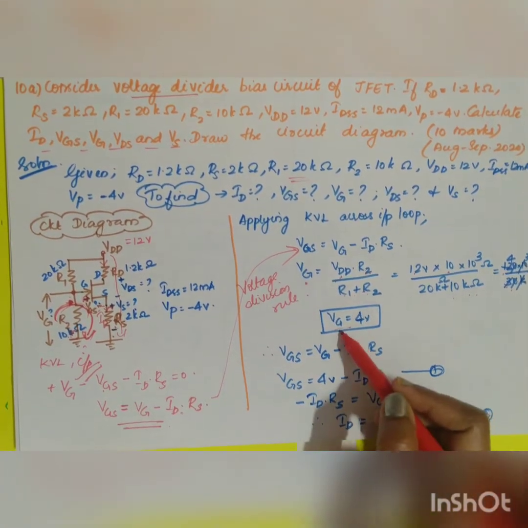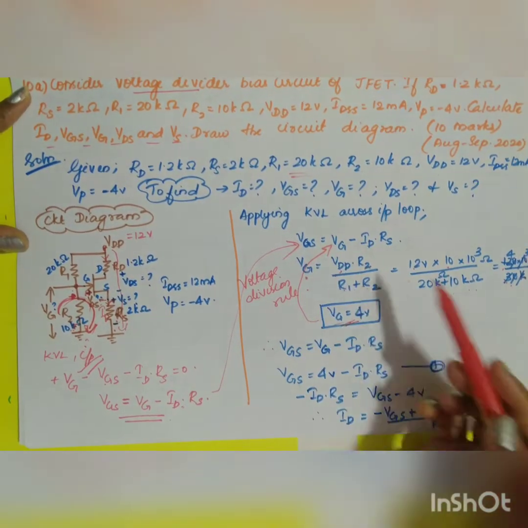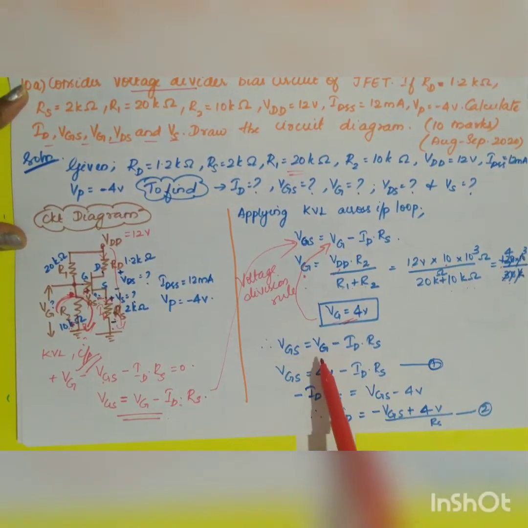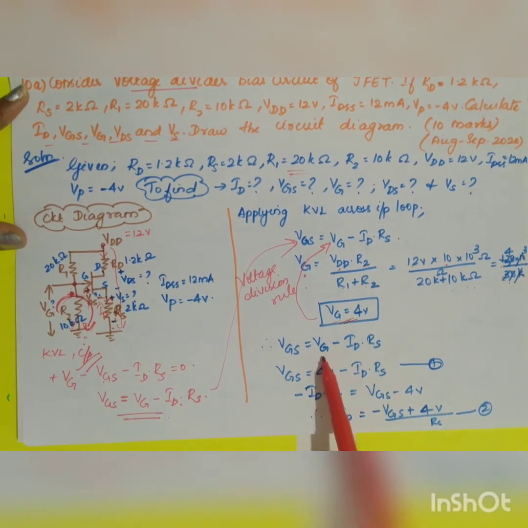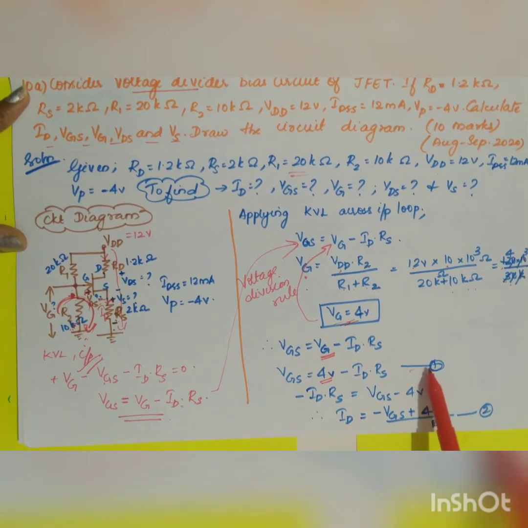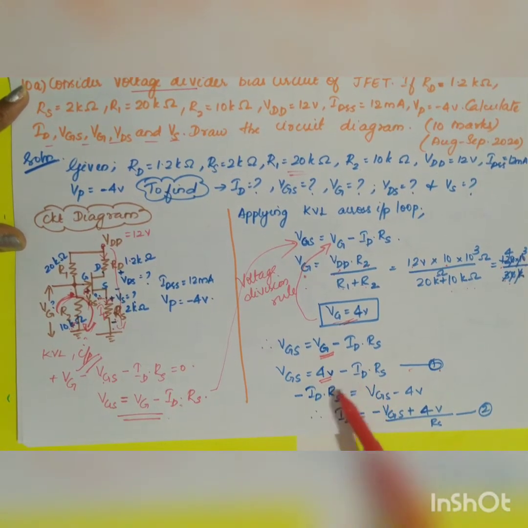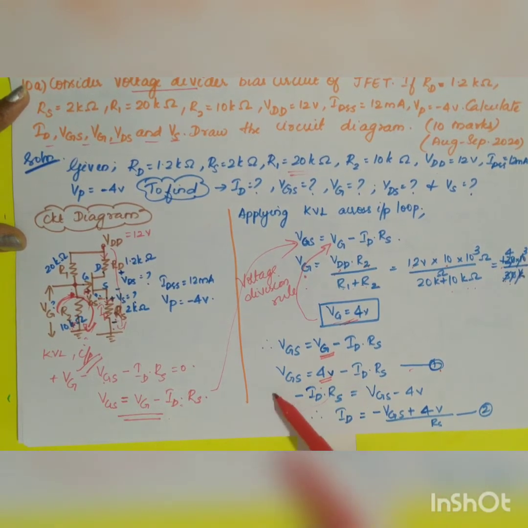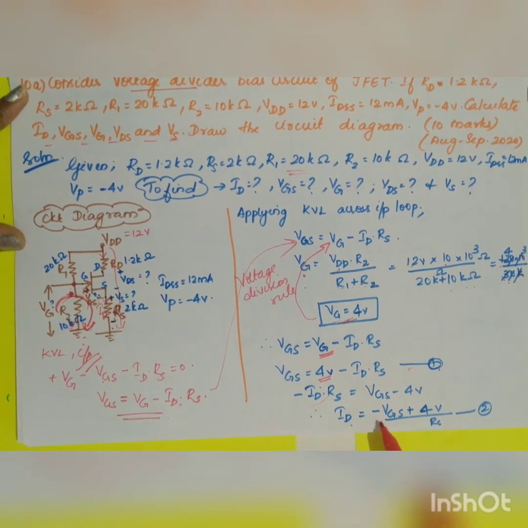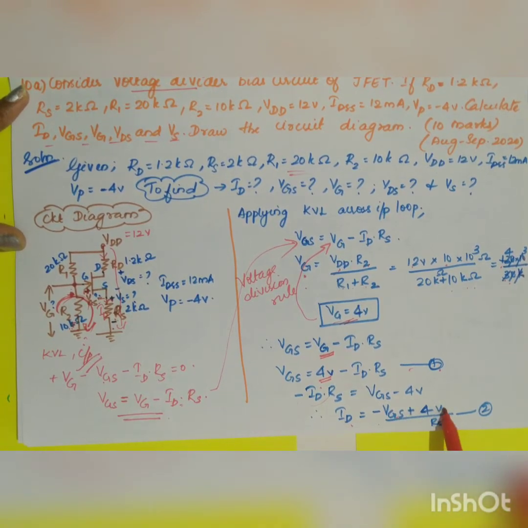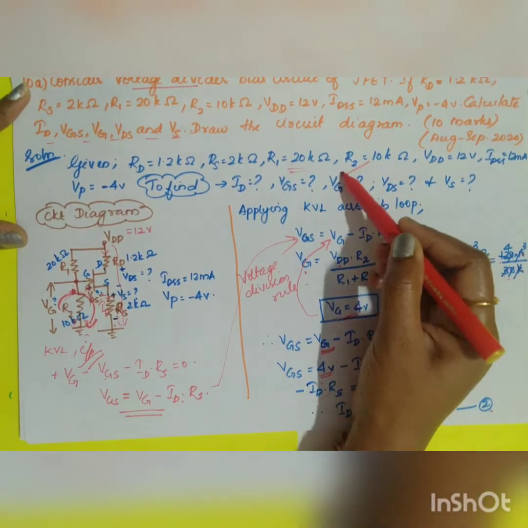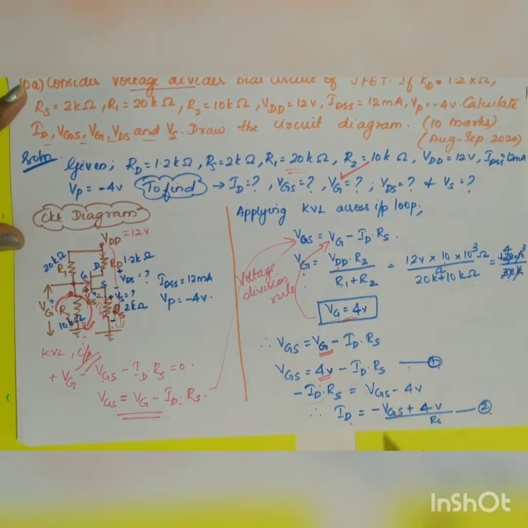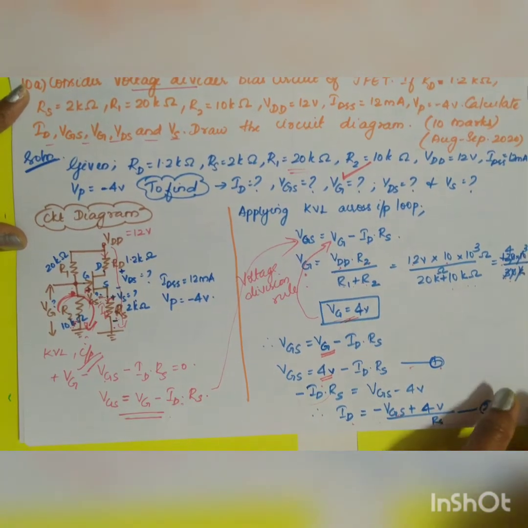Now once you have got the value for VG, can you substitute in your first VGS equation? So VGS is equal to VG minus ID into RS. Instead of VG, substitute the value 4 volt. That is what is done here. So take this as equation 1. From this, reconfigure it and find out the value for ID. So minus ID into RS is equal to, 4 will go this side. So you will be getting ID is equal to minus VGS plus 4 volt divided by RS. Let me take this as equation 2. So one of the parameters we have found out, VG. Okay. Now we know what is the value for ID also.